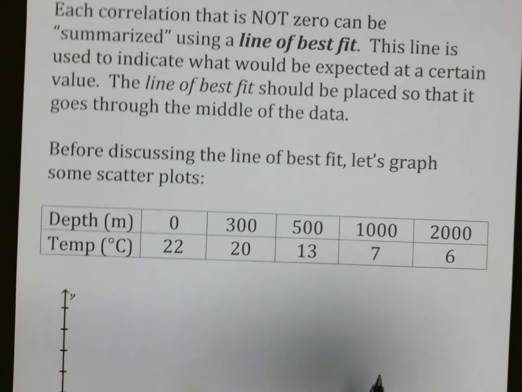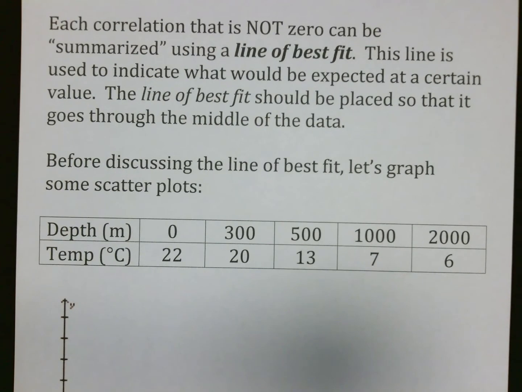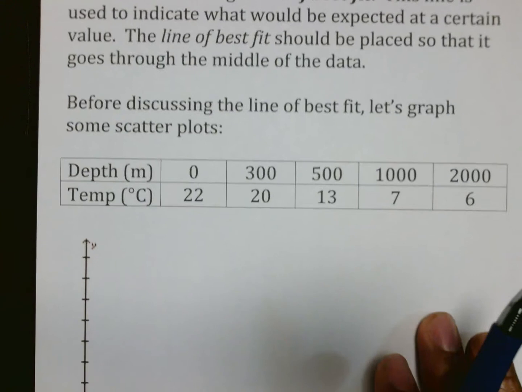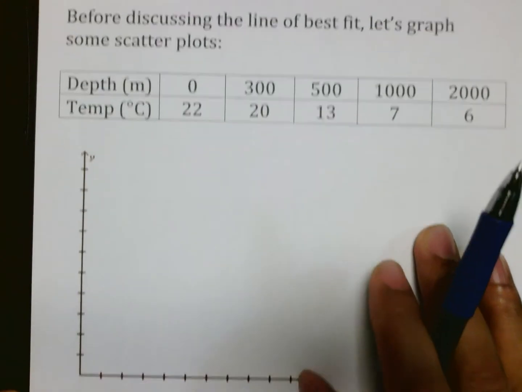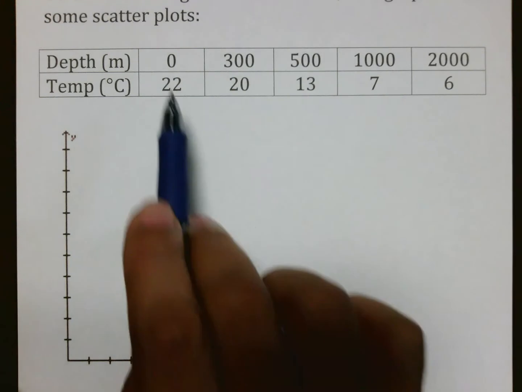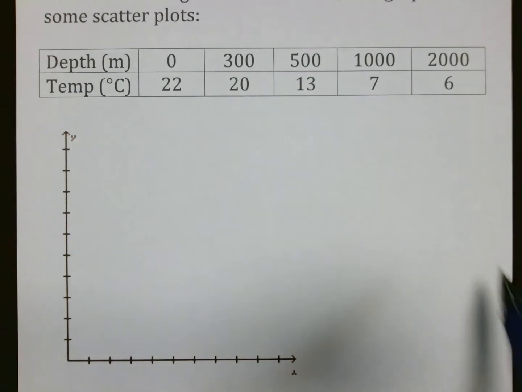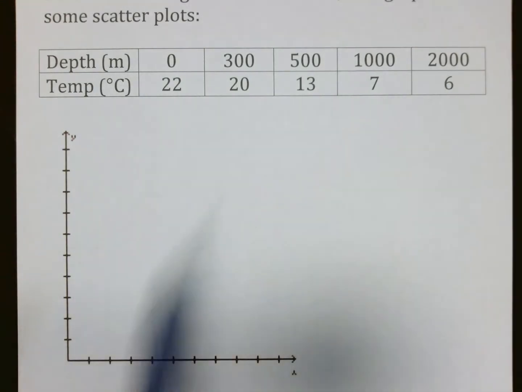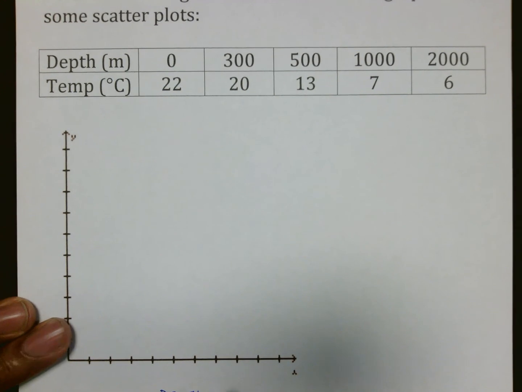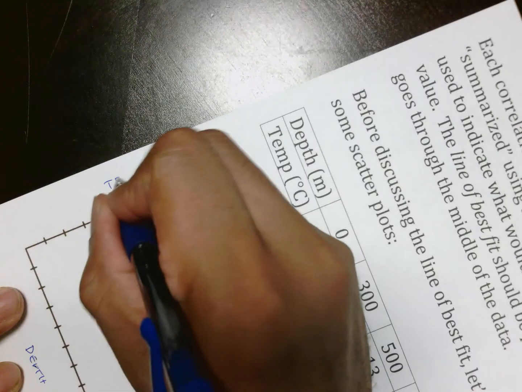But again, the line of best fit should be placed so that it goes through the middle of the data. Before talking about that in depth though, let's just graph some scatter plots and see what's going on. The hardest thing about scatter plots is that you have to make sure you leave room for the numbering. This is typically your independent variable, which is going to be here. So this is going to be your depth, and this is going to be your temp.